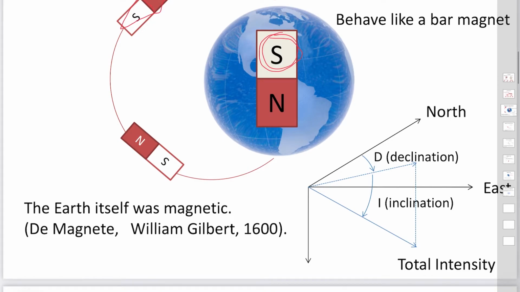To express the directions, we use the two angles of the declination and the inclination. And to express the magnitude of the magnetic field, we use the total intensity.